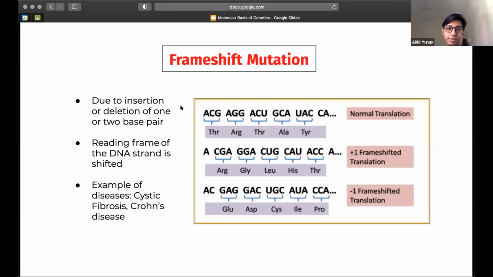Okay, next is the frameshift mutation. It occurs when there's an insertion or deletion of one or two base pairs. The reading frame of the DNA strand will be shifted. Examples of diseases are cystic fibrosis and Crohn's disease. If you look at the picture on the right, in the normal translation, it will be read as ACG. But if there is an addition of a base pair, instead of being read as ACG, it is now read as CGA. Or if there's a deletion, instead of being read as ACG, it is now read as GAG.